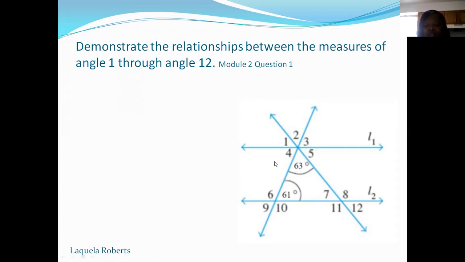Now we're going to name a pair of alternate interior angles. Let's see what they are. Angle 5 and angle 7 are alternate interior angles, as we can see here. Therefore, the measure of angle 5 is also 56 degrees. Next we're going to do angle 3 and angle 9. They're alternate exterior angles and therefore congruent. Since line 1 is parallel to line 2, angle 9 is vertical to the 61 degree angle. So the measures of angle 9 and angle 3 are both 61 degrees.